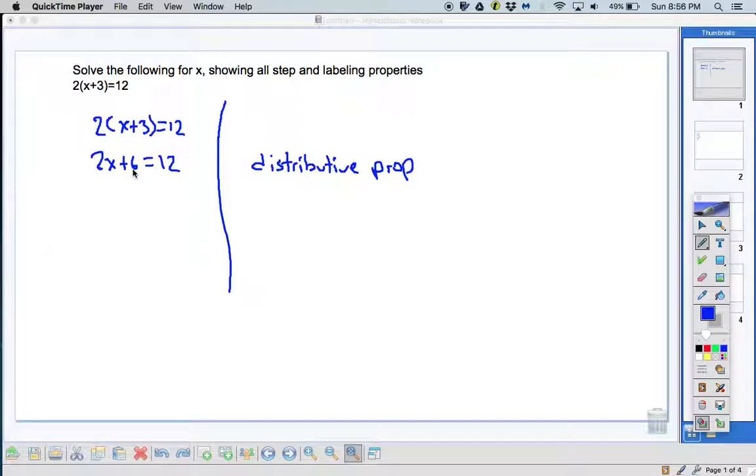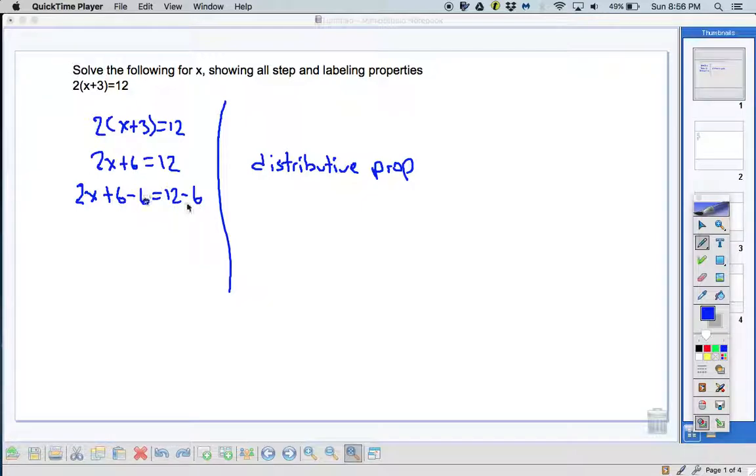So the next thing we're going to do over here is we want to subtract 6 from each side. This is a good example. Typically we would just write minus 6, and then we would say 2x is equal to 6. But in this case we actually have to write it all out. So we have 2x plus 6 minus 6 is equal to 12 minus 6. And again, that's to get the 6 by itself.